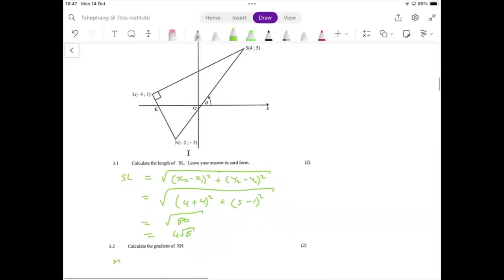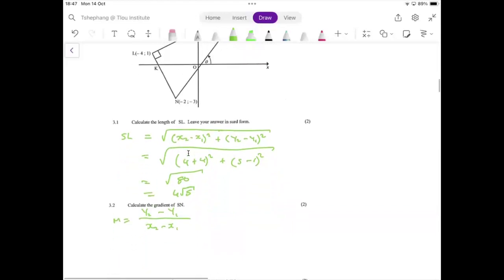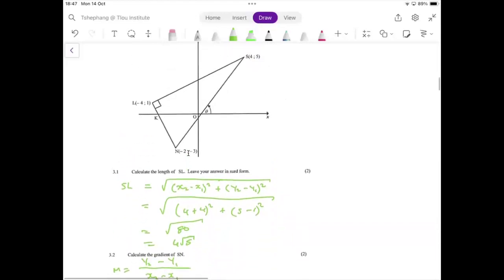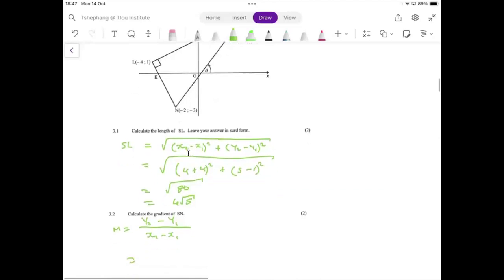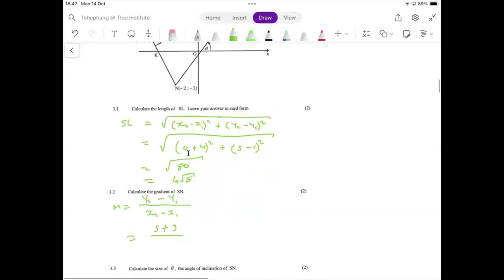Now the gradient of SN, it shouldn't be too much. m is equal to y2 minus y1 over x2 minus x1, which is equal to (5 plus 3) over (4 plus 2), which will give you 4 over 3. Okay, no questions. I think we're still fine there.